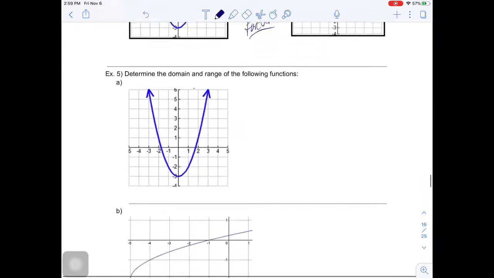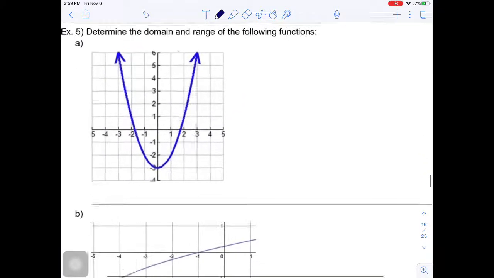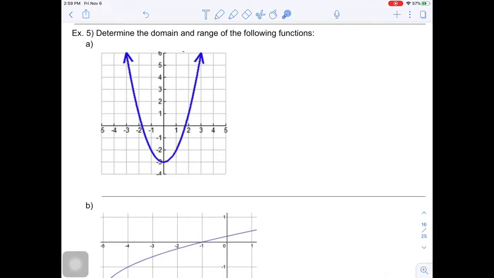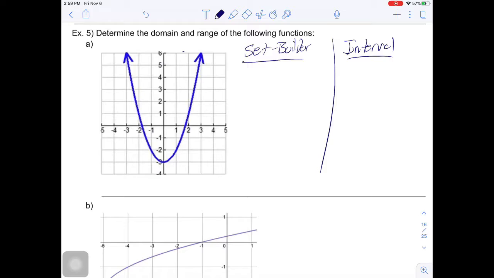Okay, so let's look at example 5, and then you can go try a few practice problems out on your own. So example 5 says, determine the domain and range of the following functions. I'm going to explain these both using set builder notation, and I'm also going to use interval notation. So here, what's my domain? Well, if you look at this, this goes on forever and ever and ever. And this is actually going to keep going on to the right forever. So we're going to go to positive infinity using our domain.